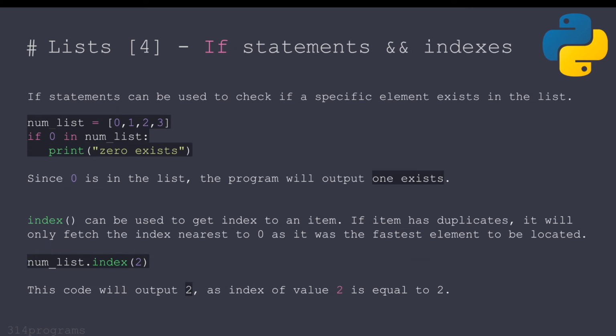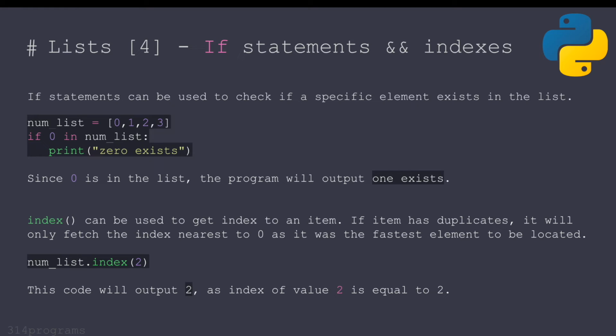We can also use previously learned if statements with the lists. To check if a specific item or element exists in a list, the if statement below can be used. Since 0 is an item in the list, this program will output 1 exists.